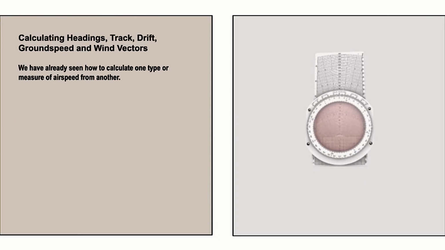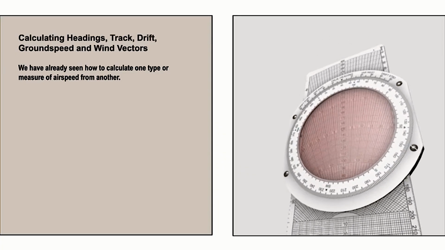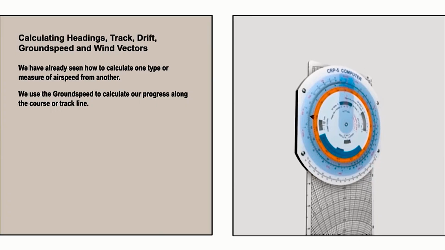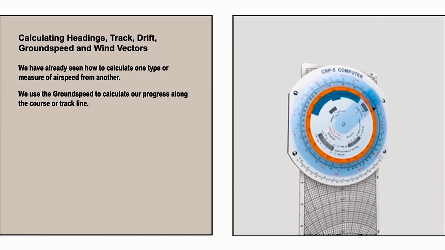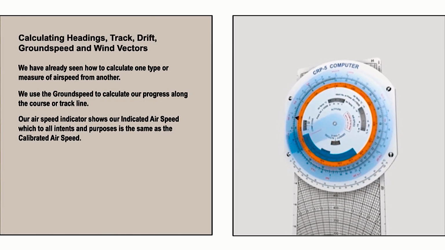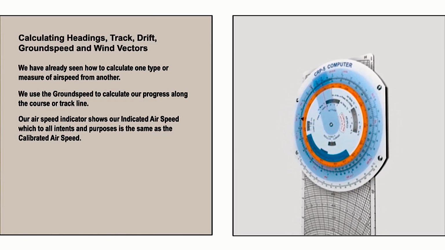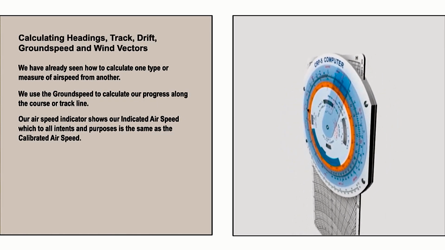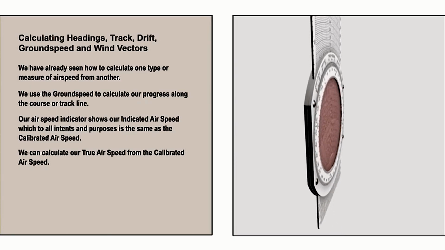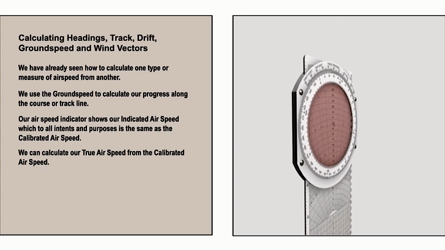We have already seen how to calculate one type or measure of airspeed from another. We use the ground speed to calculate our progress along the course or track line. Our airspeed indicator shows our indicated airspeed, which to all intents and purposes is the same as the calibrated airspeed. We can calculate our true airspeed from the calibrated airspeed.